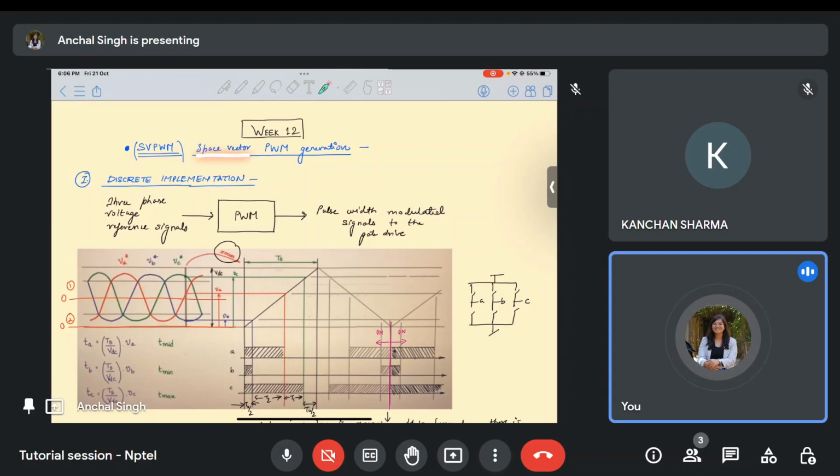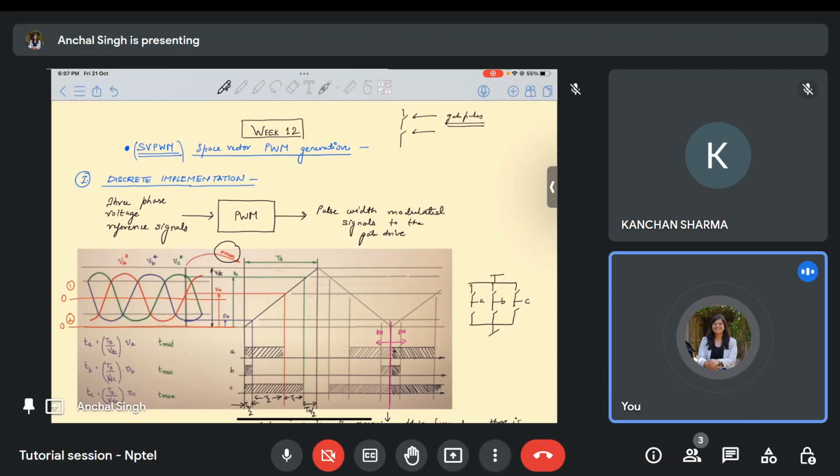So let us start with space vector pulse width modulation generation. There are a lot of pulse width modulation generation techniques. Basically, any power electronic converter is made up of switches and energy storing elements. When you want these converters to operate in a desired way, you turn on and off these switches in such a way that you obtain your desired waveform. And in order to turn them on and off, you give them gate pulses.